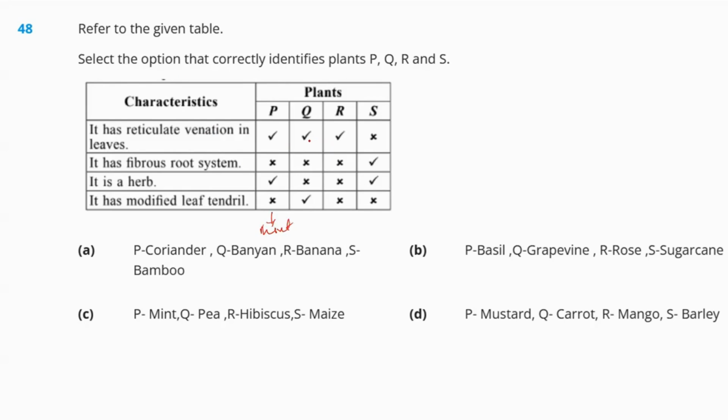Q is reticulate venation, and the modified leaf is a tendril. This would be the Q, which helps for the plant to support to climb up. R is reticulate venation, that is your hibiscus. S is fibrous root system and a herb also. This would be your maize. Our answer would be option number C.